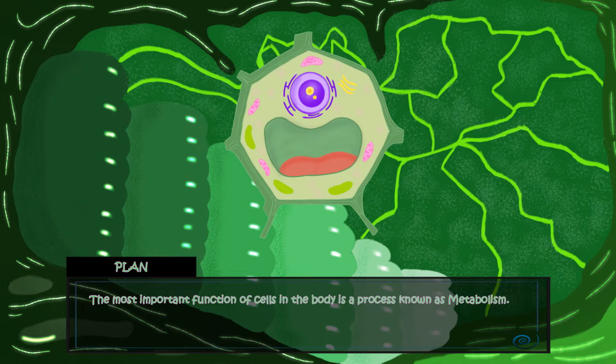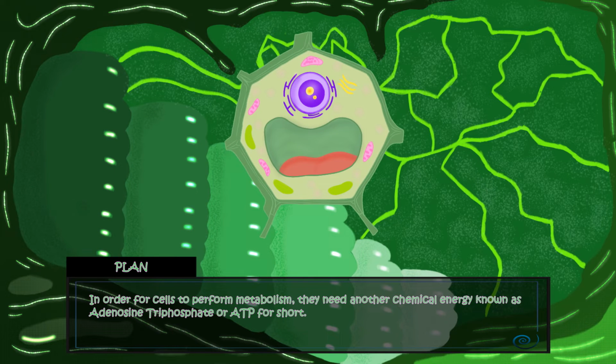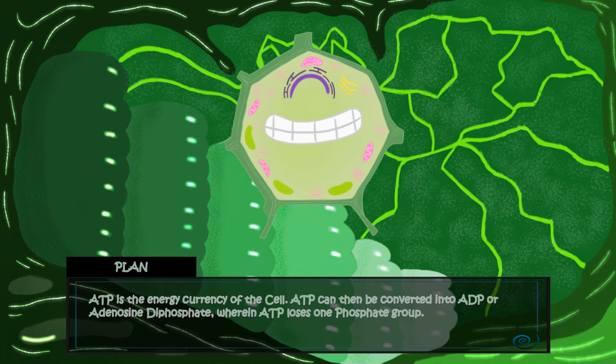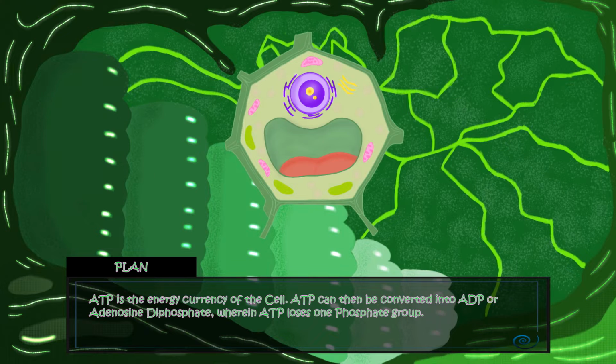The most important function of cells in the body is a process known as metabolism. Metabolism is a process wherein cells undergo various chemical reactions to produce chemical energy. In order for cells to perform metabolism, they need another chemical energy known as adenosine triphosphate, or ATP for short. ATP is the energy currency of the cell. ATP can then be converted into ADP, or adenosine diphosphate, wherein ATP loses one phosphate group.